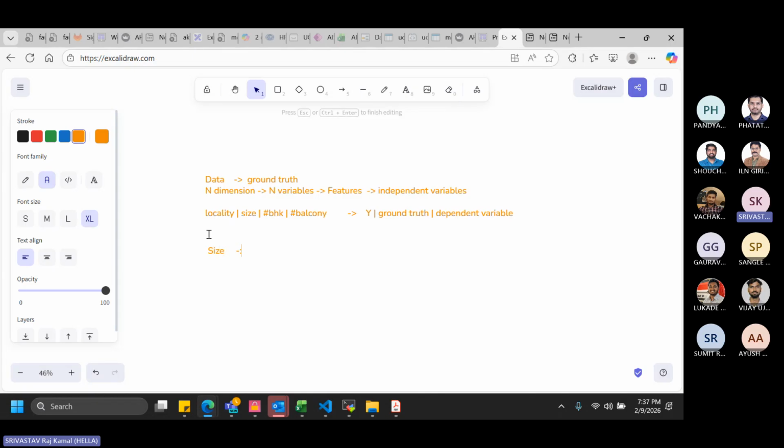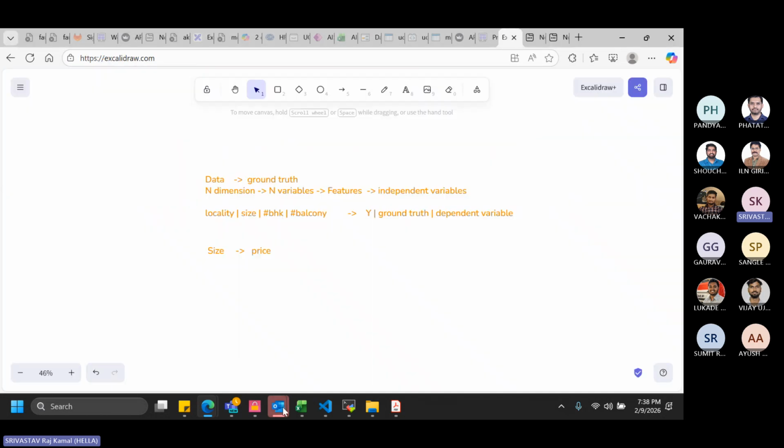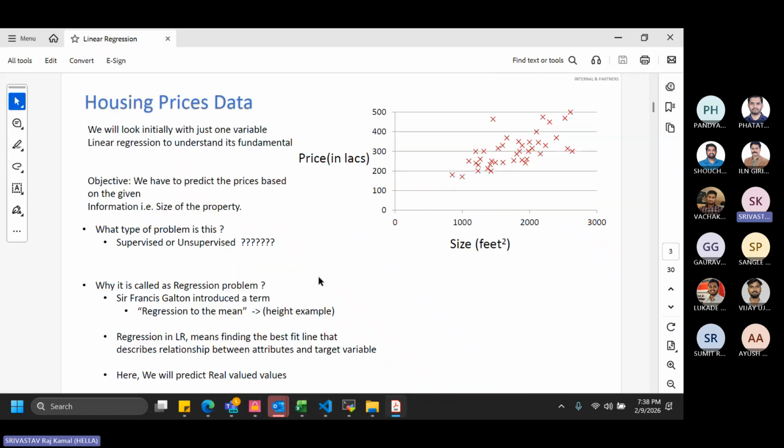This is the size and this is the price, some hypothetical data, just to understand the mathematics and how linear regression works. We're going to see just size, which is our input data, and price is the ground truth. Now our objective is to predict the prices based on the given information, which is just one variable, the size of the property.